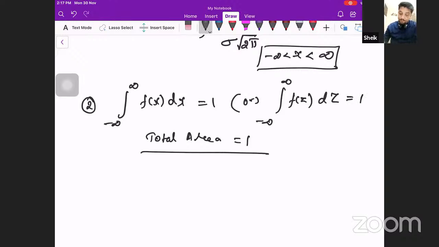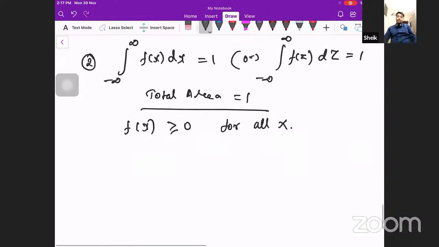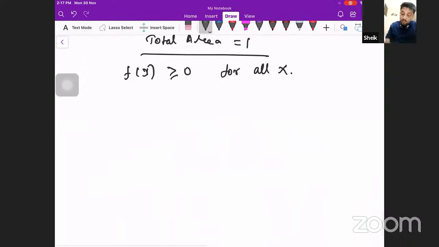Then for all x, f of x is always greater than or equal to 0. I hope you remember, probability cannot be negative. Probability can be 0, but probability cannot be negative. So f of x should be greater than or equal to 0 for all x. This you remember. Next, the third one.